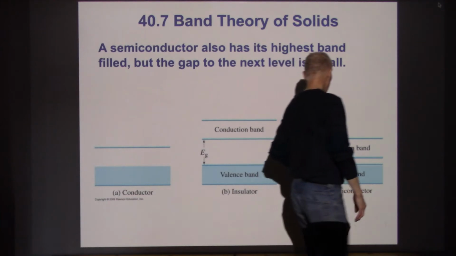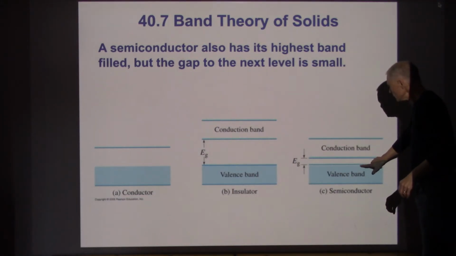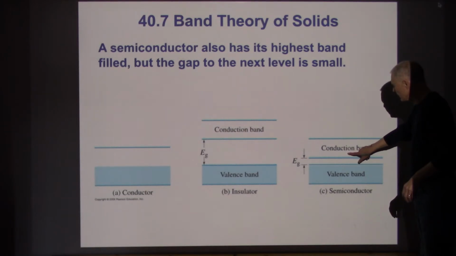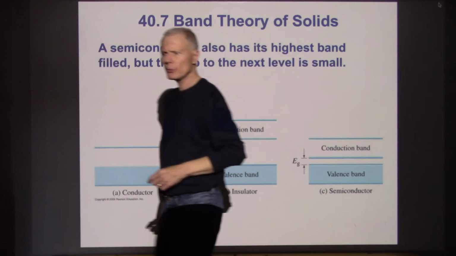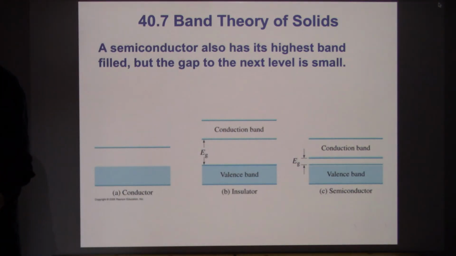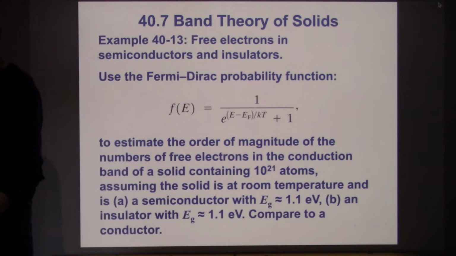Now a semiconductor still requires electrons to move from a valence band into a conduction band, but the gap is very small. So materials like silicon have relatively narrow gaps.